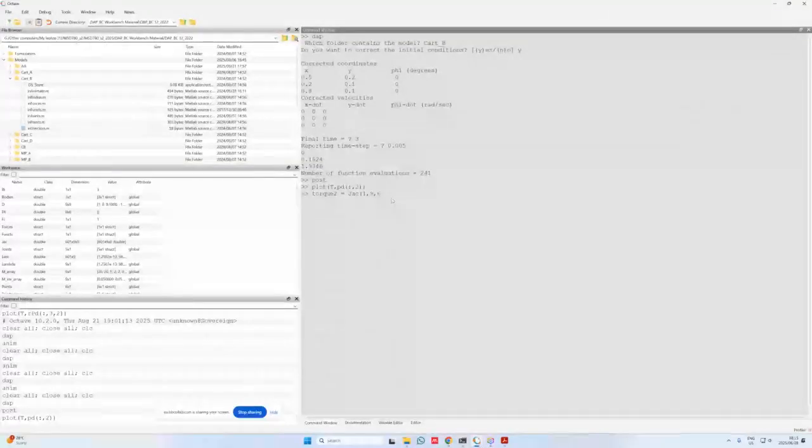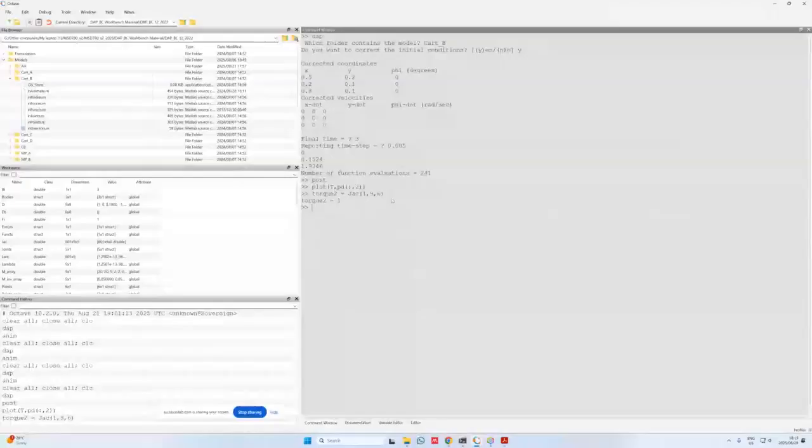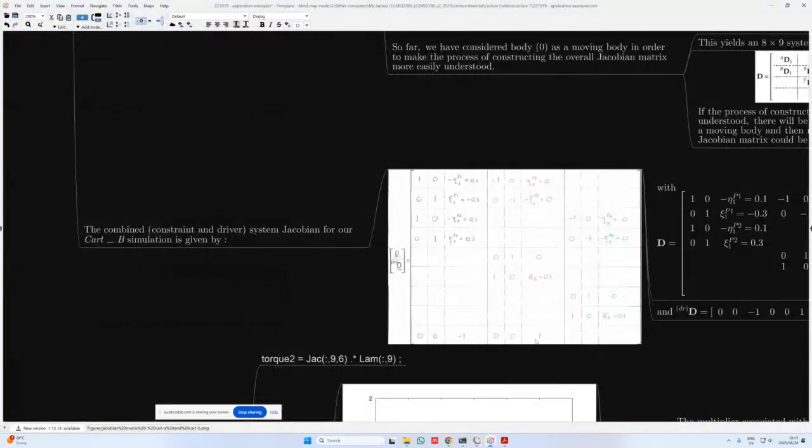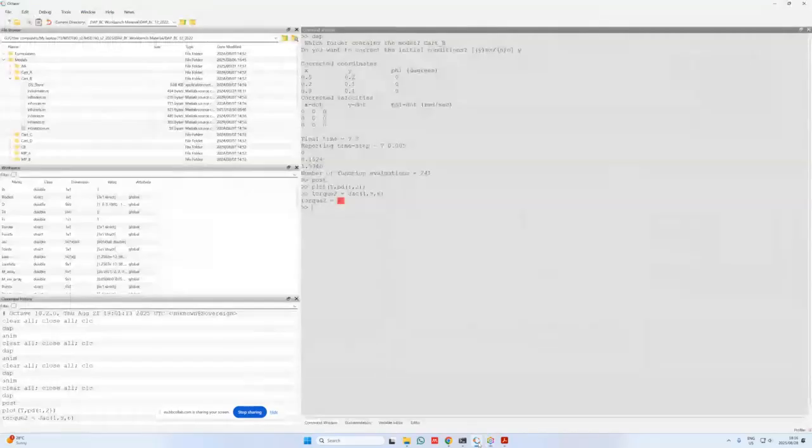And I'm simply going to type in over here 6, hit enter. Sorry, I shouldn't have called this torque 2. This is actually just the Jacobian that I'm now extracting. But we can see the Jacobian in this case is 1. And this corresponds to what we had in the mind map as well. This entity is 1.